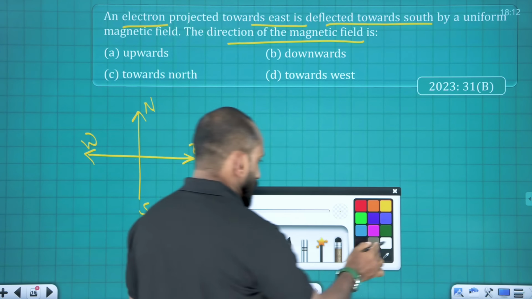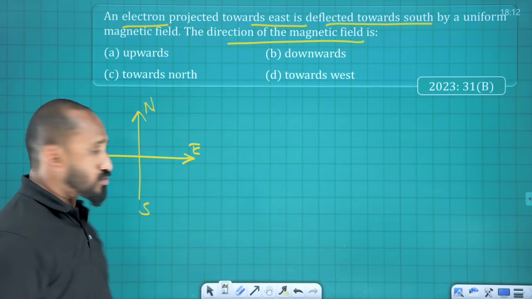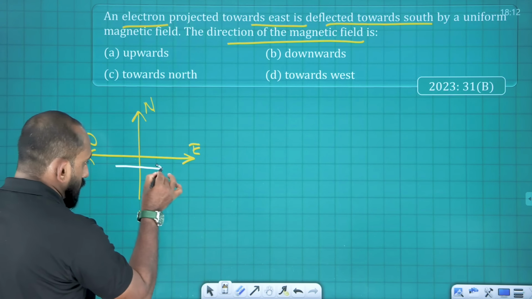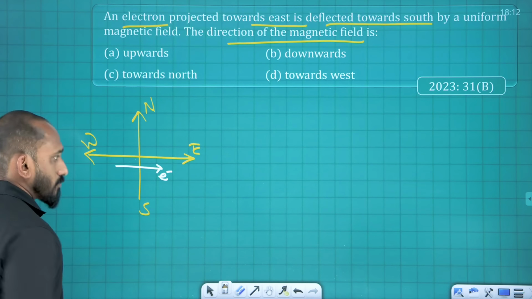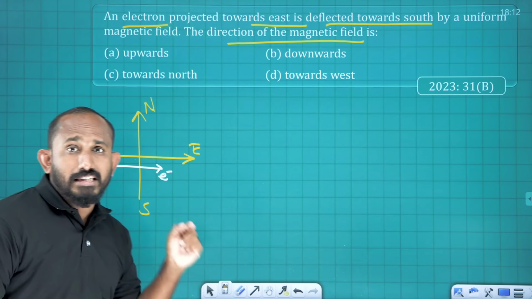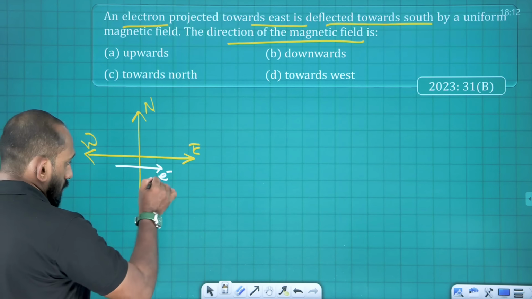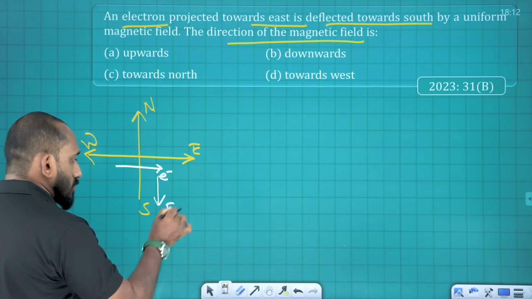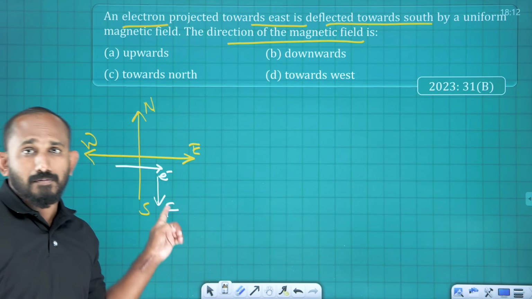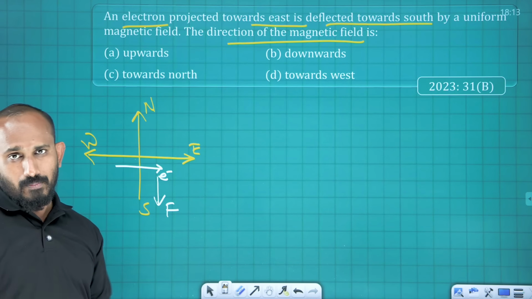So, in this question, an electron is projected towards east. So, the electron was supposed to move towards east. It is deflected towards south. Deflected towards south means it gets a force, hence it moved downward. So, force is towards south, as per the board I am drawing. Towards south is the force.